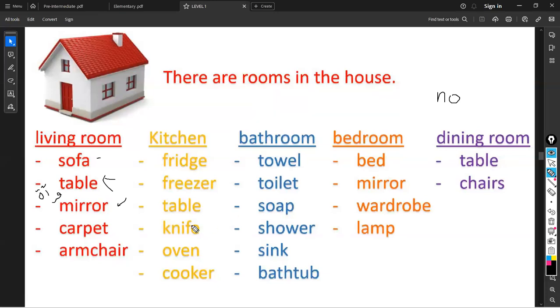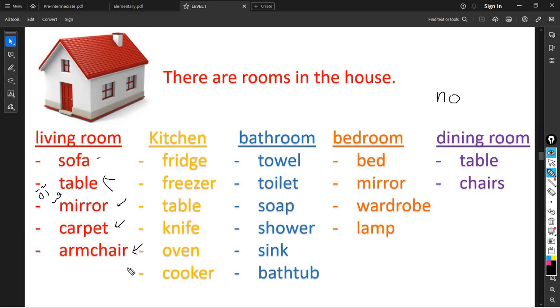Okay. How many carpets do you have in your living room? There is one carpet. Bravo. And how many armchairs do you have? There are six armchairs. Thank you so much, Amhiba.